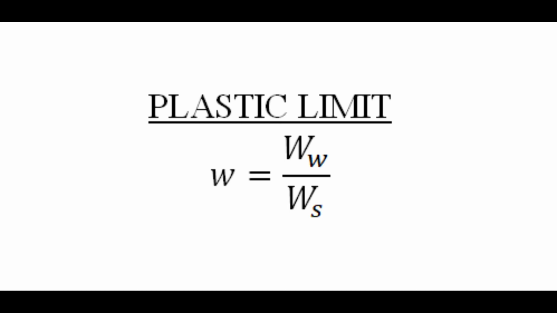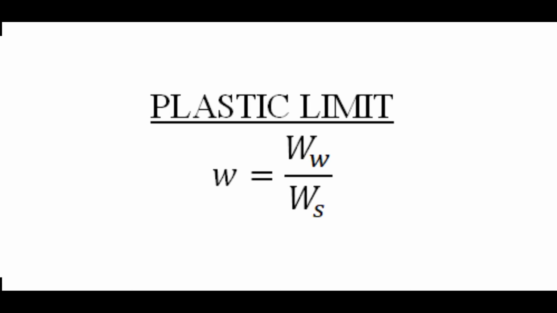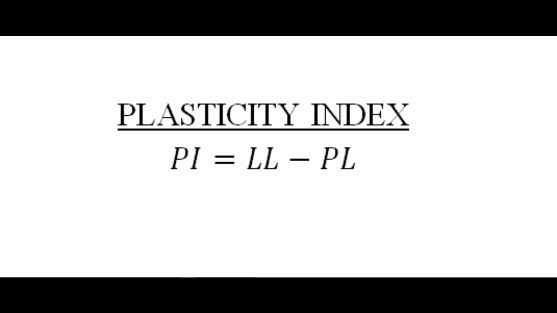And then, to solve for the plastic limit, moisture content is equal to W sub W over W sub S, wherein W sub W is equal to weight of water and W sub S is equal to weight of soil sample. Lastly, to solve for the plasticity index, plasticity index is equal to liquid limit minus plastic limit.